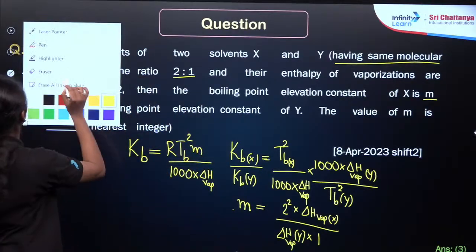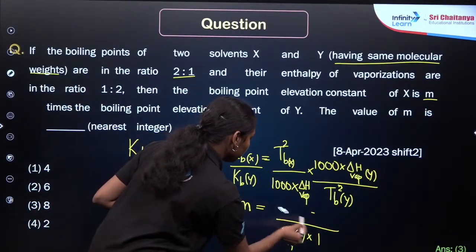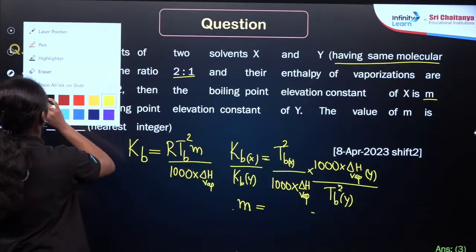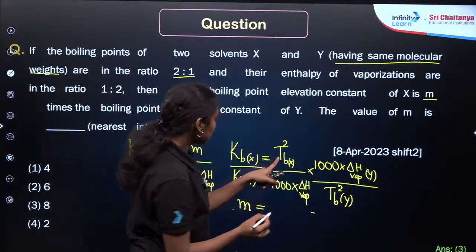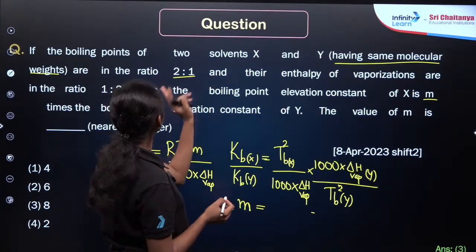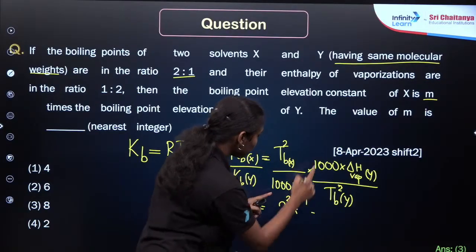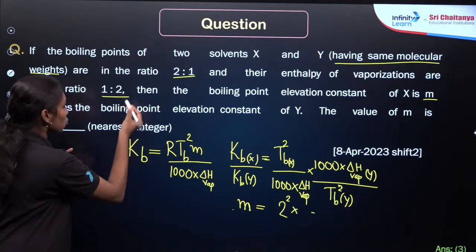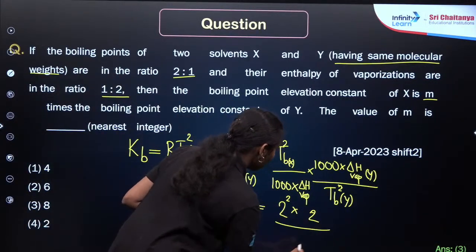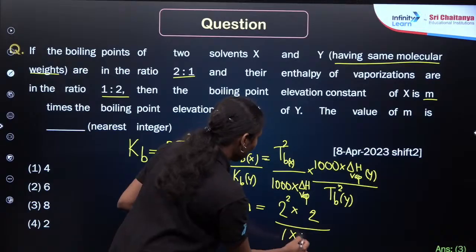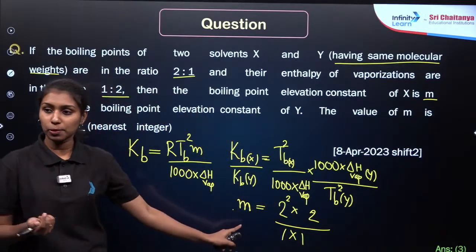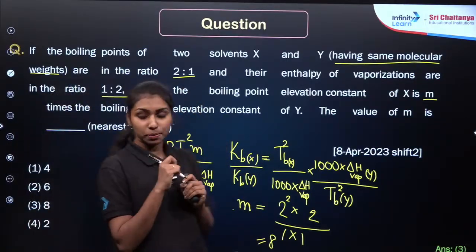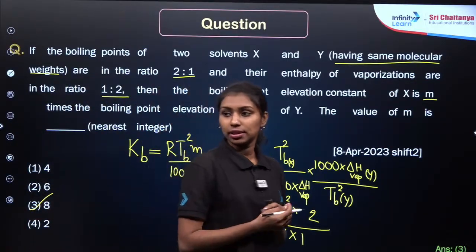One second, there is a small mistake here. Put the given values. So Tb square of X is given as 2, so 2 square into 1000 we can just neglect. So delta H vaporization of Y is in the ratio of X to Y, so it will be 2 again. So 2 square into 2 divided by 1 into 1, so 4 into 2 will be equal to 8. So the value of m is equal to 8 here, which means option 3 will be our correct answer. Clear?